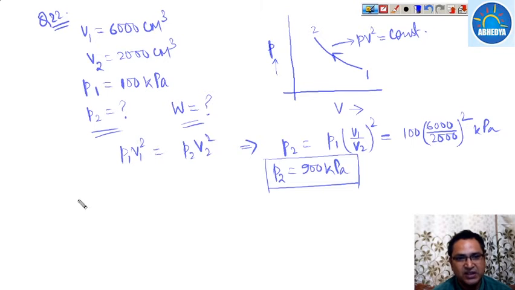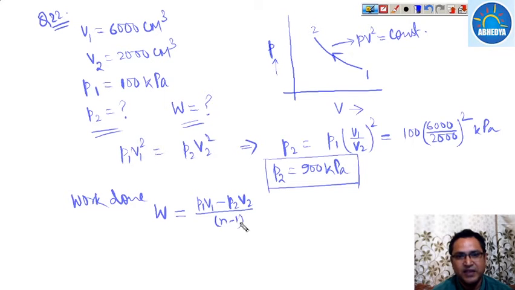Okay, now what is the work done? So work done will be, obviously since it is a compression, the work done will be negative. So this work done will be P1 V1 minus P2 V2 divided by n minus 1. What is the value of n? Here n is equal to 2, so this is 2 minus 1, that comes to be 1. So the work done is P1 V1 minus P2 V2.